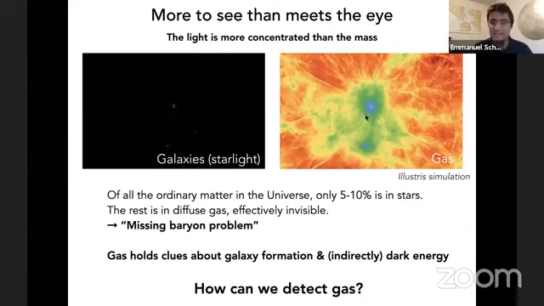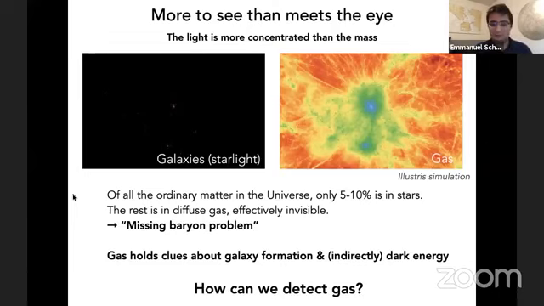So here are the two images I just showed you. And more quantitatively, we know that only 5 to 10% of the total ordinary matter, so that is the matter that makes up you and me and my computer and stars, so only 5 to 10% of this matter resides in stars and galaxies and emits light. So the majority of the matter in the universe, 90 to 95% of it, actually resides in this diffuse gas that's much more spread out, and that is basically, for practical purposes, invisible. So this has been called the missing baryon problem in astrophysics. Really, this means missing ordinary matter problem.